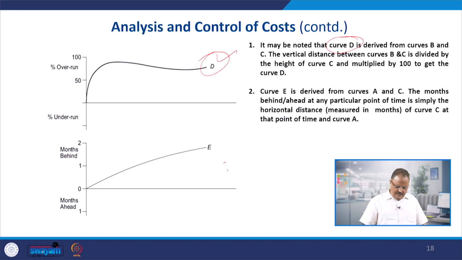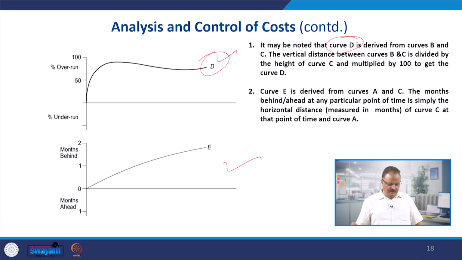Similarly, this lower curve is showing you the time overrun or underrun. So in this case also we are seeing here that the project is under the situation of the project time overrun, and if the curve is below the line, then the project is enjoying the time underrun, but presently it is suffering from the time overrun.